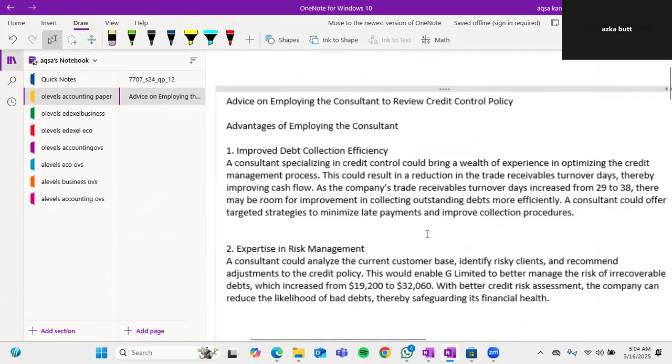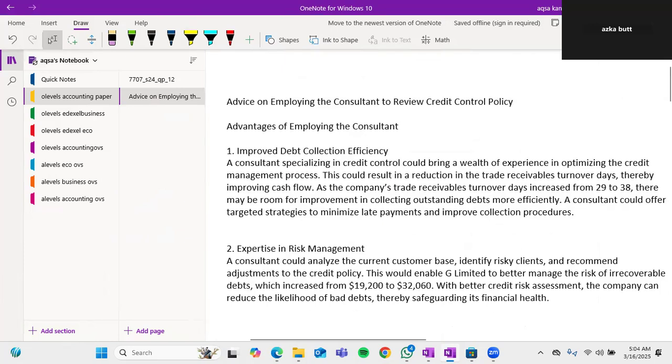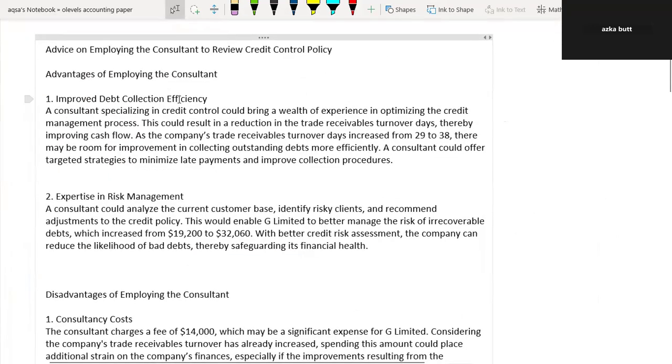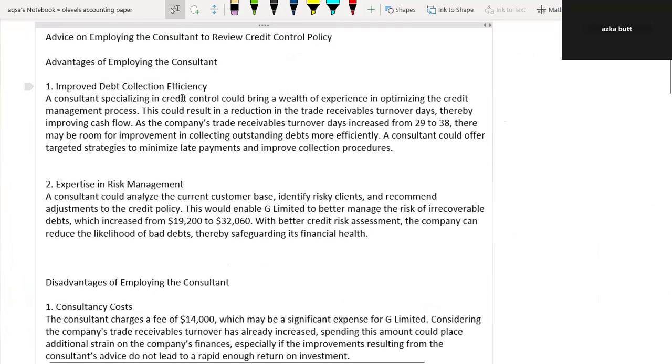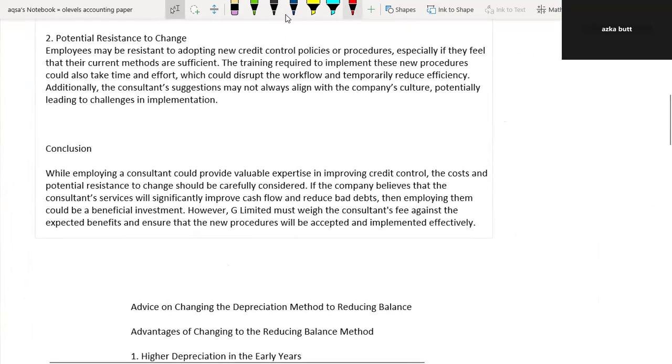So let's discuss this. We have to write 2 advantages and 2 disadvantages, and at the end we will write our conclusion.